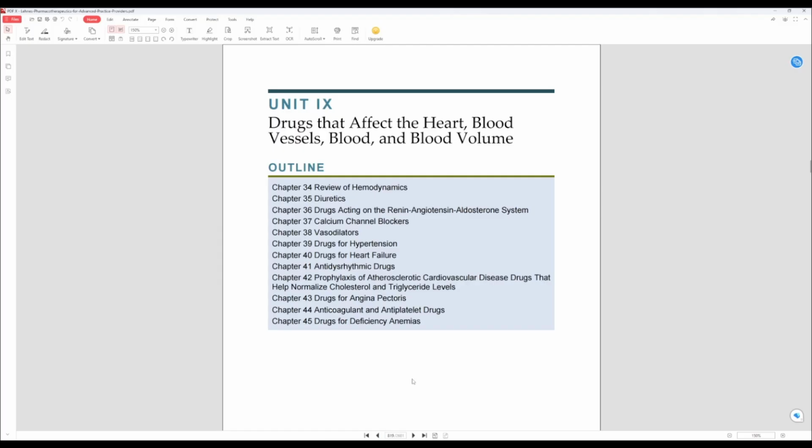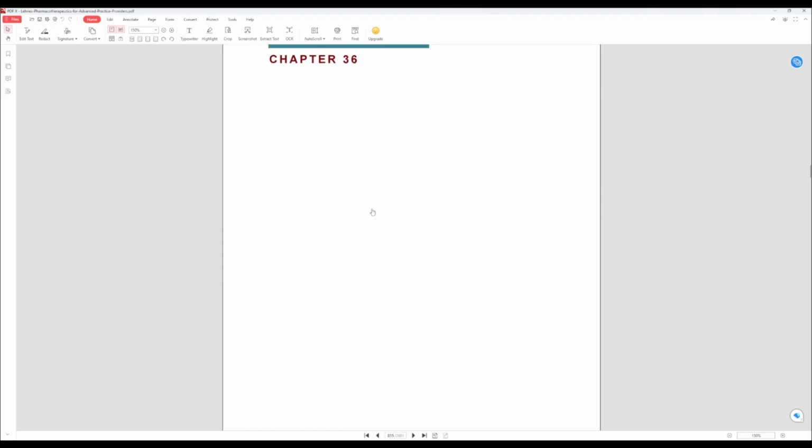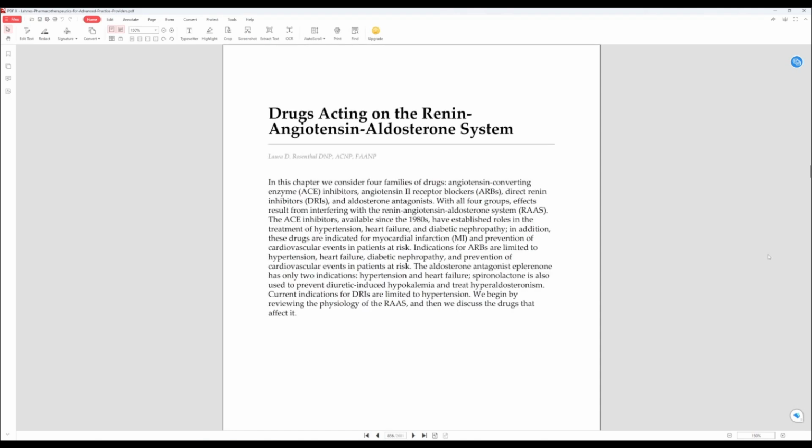Today we're talking about Chapter 36, drugs acting on the renin-angiotensin-aldosterone system. So, jumping right in, in this chapter we consider four families of drugs. The first, angiotensin-converting enzyme inhibitors, also known as ACE inhibitors. Second, your angiotensin II receptor blockers, also known as ARBs, direct renin inhibitors, or DRIs, and lastly, the aldosterone antagonists.